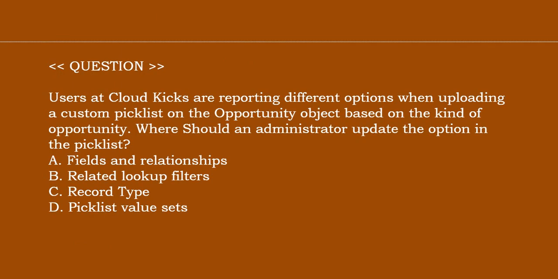Our next question is, users at CloudKicks are reporting different options when uploading a custom pick list on the opportunity object based on the kind of opportunity. Where should an administrator update the option in the pick list? Option A, fields and relationship. Option B, related lookups filter. Option C, record type. Option D, pick list value sets.